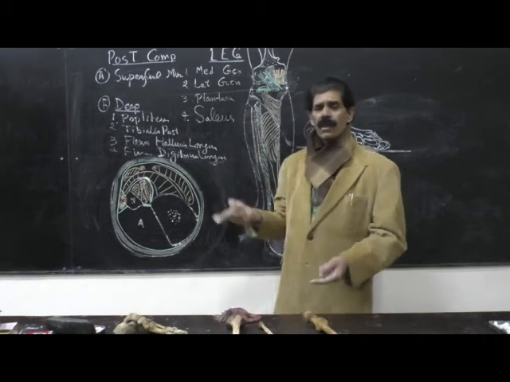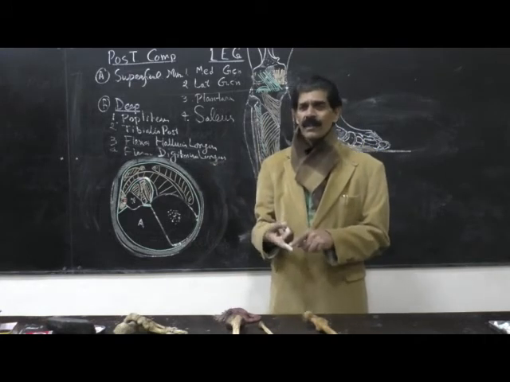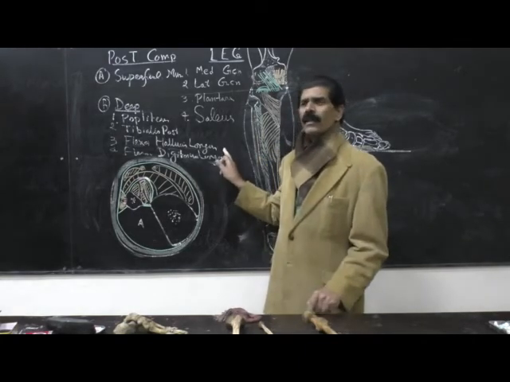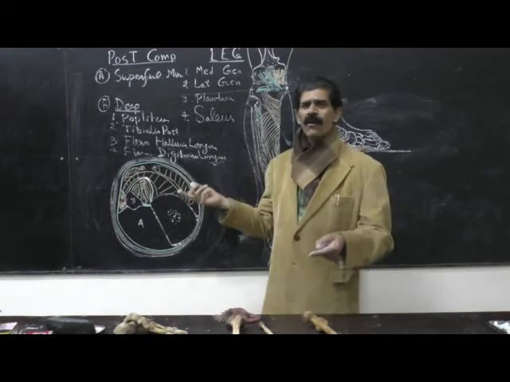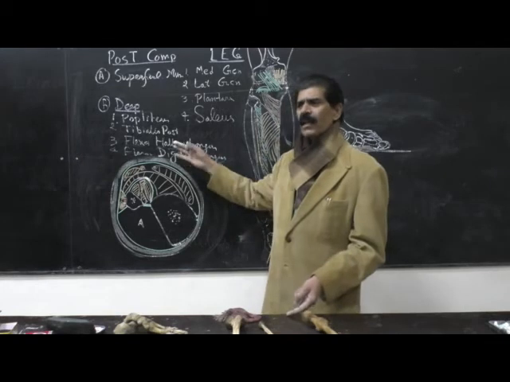The last word is longus. So longus means it will not insert on the middle phalanx, it won't insert on the proximal phalanx, it will insert on the distal or the terminal phalanx, because it is long. So we have to go into the names of the muscles, they are telling many things.